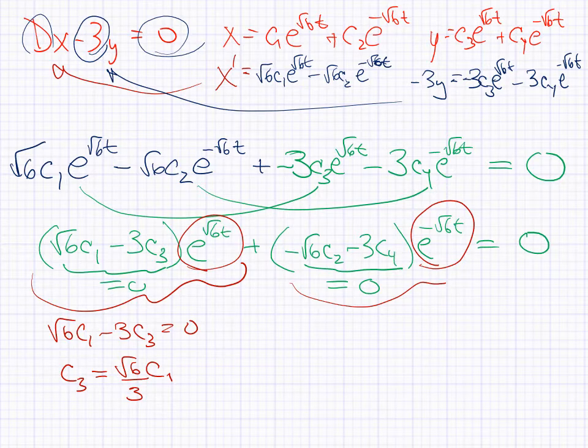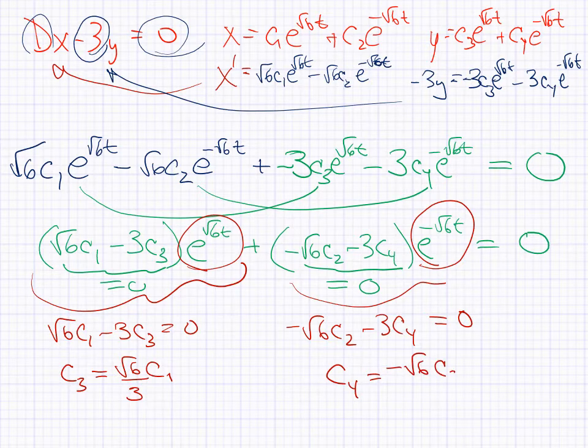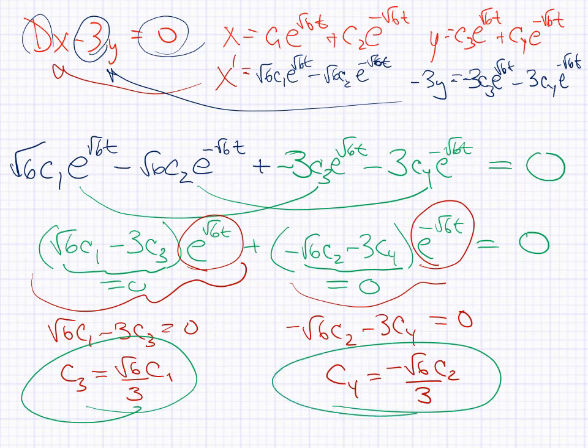And same thing over here, if negative square root of 6 c2 minus 3 c4 has to equal 0, then c4 would have to equal negative square root of 6 c2 over 3. Well, what we just were able to do is write c3 in terms of c1 and c4 in terms of c2, so then we could reduce the number of parameters we have. So we're going to use that, and then we can write our final answer from there.